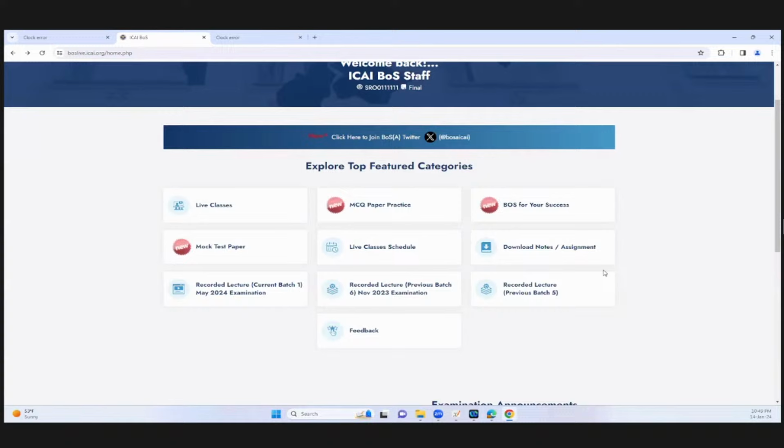Okay, some queries we have received. MCQ practice: will it be available as a question bank for the new syllabus, as a printed or soft copy, book subject-wise? No. See, this is a portal. This is an online practice portal which we have given.